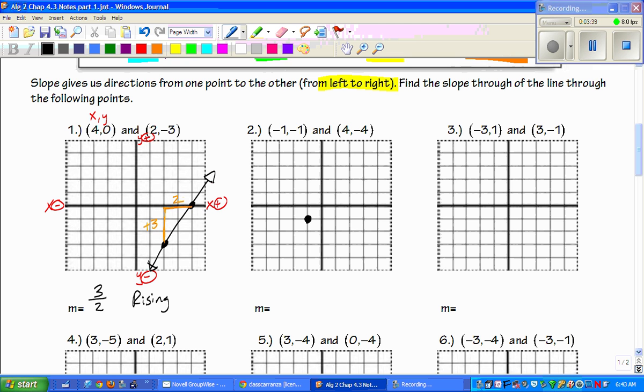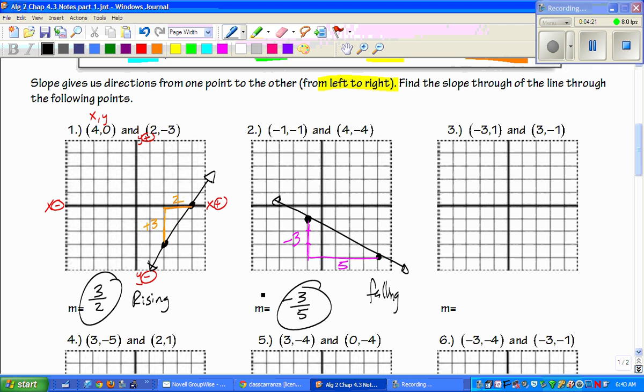So I'm going to plot negative 1, negative 1 and 4, negative 4 and draw the line. Now is this rising or falling? This is falling, so we should have a negative slope. We're going to draw our little triangle to see how many points we got to go. We got to go down 3, so that's negative 3, and to the right 5. So our slope is negative 3 over 5.